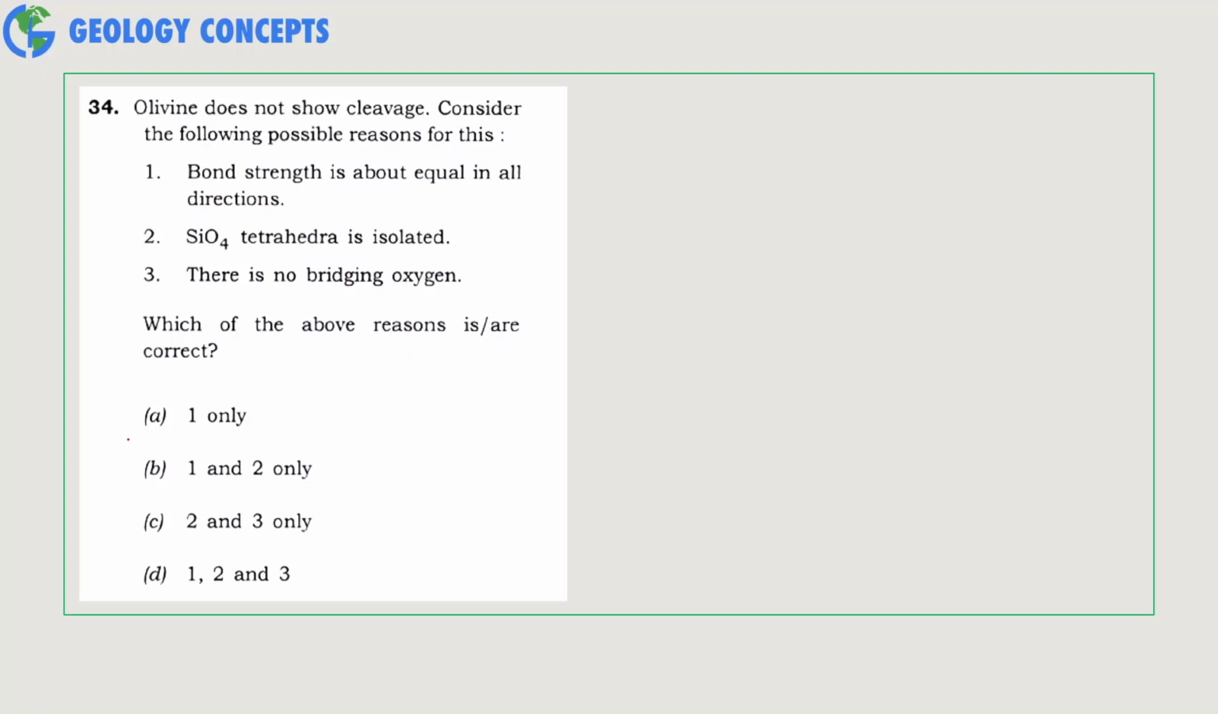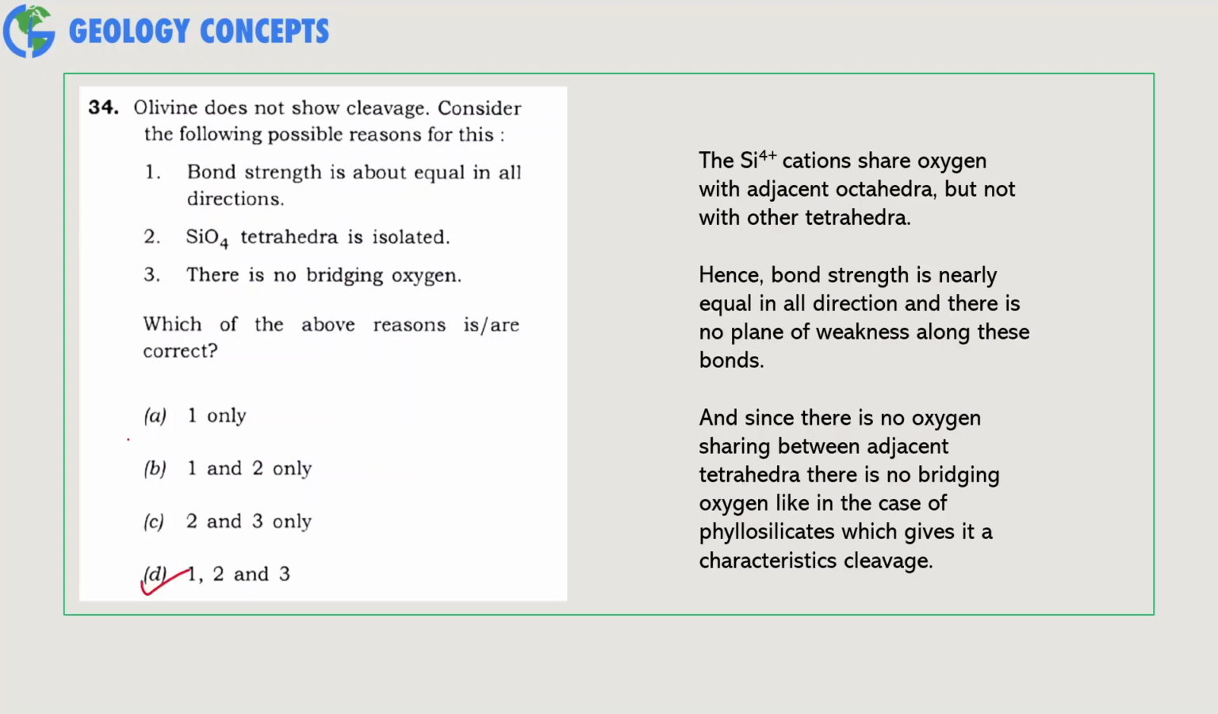Okay, so the Si4+ cation shares oxygen with adjacent octahedra, but not with other tetrahedra in the olivine structure. Hence, the bond strength is nearly equal in all directions and there is no plane of weakness along these bonds. So statement 1 is correct. And since there is no oxygen sharing between adjacent tetrahedra, there is no bridging oxygen like in the case of phyllosilicates, which gives them their characteristic cleavage. Hence, statements 2 and 3 are also correct. So option D will be the correct answer. That is, all the statements are possible.